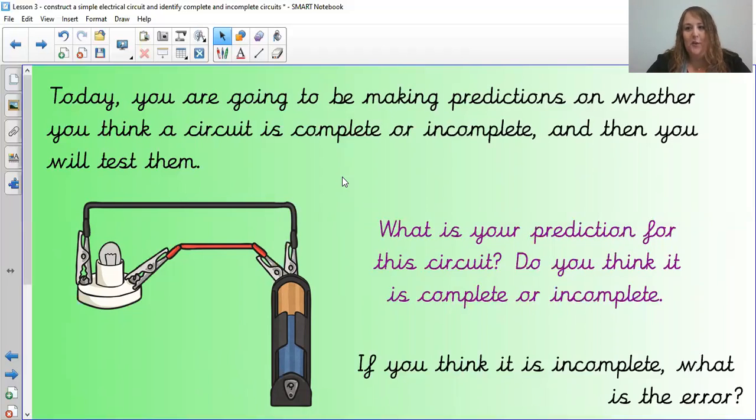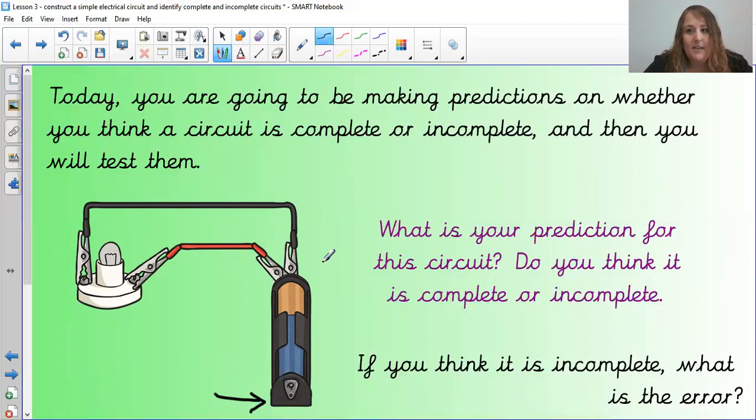Okay, well done to those of you who said it's incomplete. We can see that there is a gap from the bottom end here of the battery, and the wire has not connected to both that negative and positive end. So we know it's incomplete. That was our prediction. And if we think it's incomplete, what was the error? The error is that this wire has not gone to both ends of our battery, both ends of our power supply.